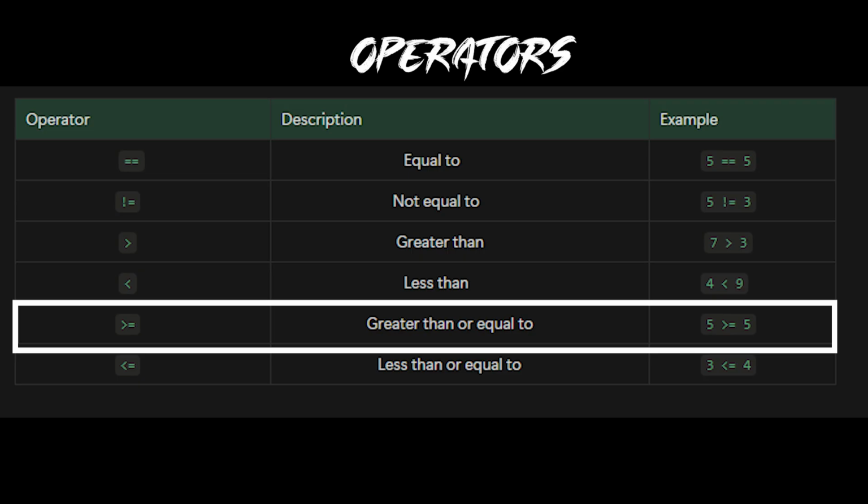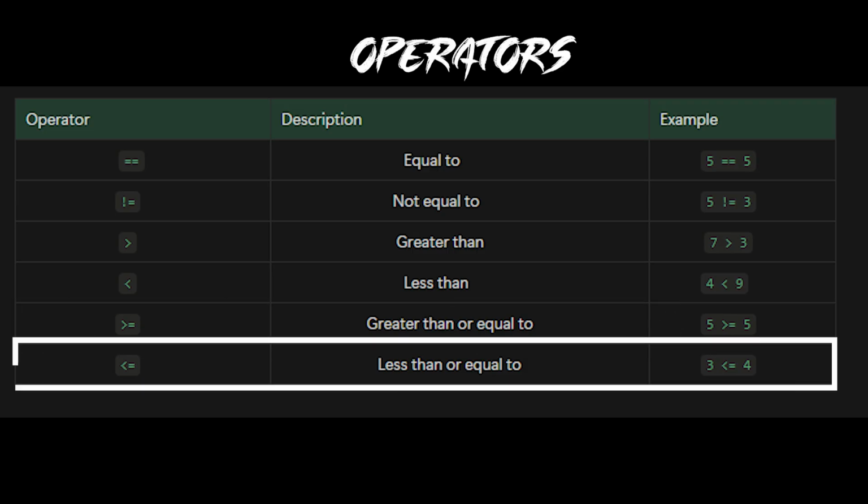Greater than or equal to. This checks if the value on the left is either greater than or equal to the value on the right. If it's 5 degrees and we want to see if it's greater than or equal to 5 degrees, we can use the greater than or equal to operator. So, 5 greater than or equal to 5 would be true. Less than or equal to. This checks if the value on the left is either smaller than or equal to the value on the right. For example, if the temperature is 3 degrees and we want to check if it's less than or equal to 4 degrees, we use the less than or equal to operator. So, 3 less than or equal to 4 would be true.